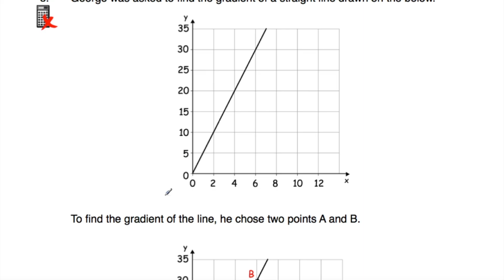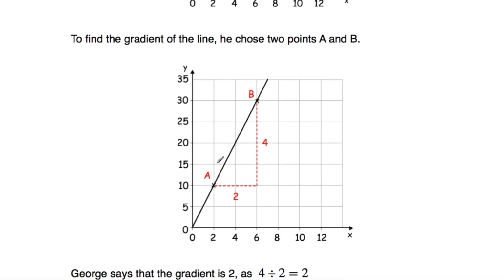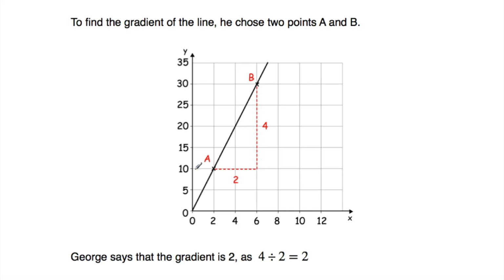And the question says to find the gradient of the line. He chose 2 points on the line, A and B. So A is the point (2, 10) and B is the point (6, 30). He's got those 2 points and he's drawn a little right angle triangle. George says the gradient is 2 because 4 divided by 2 is equal to 2. So George is saying the gradient of this line is equal to 2.